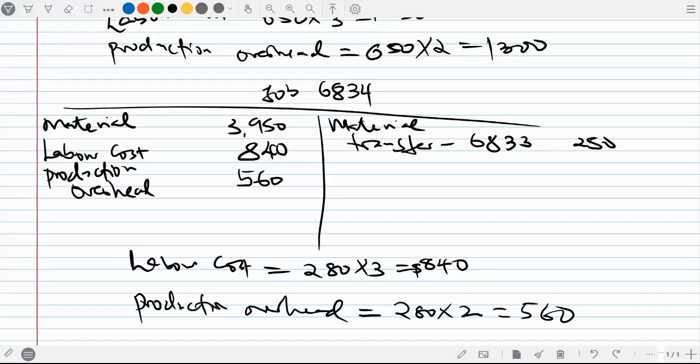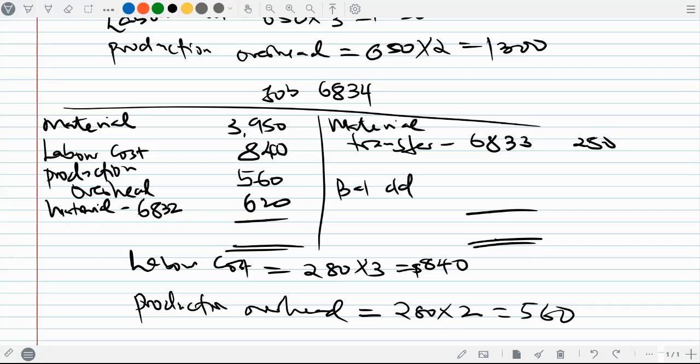Any job transfers? Yes, there's a material received from job 6832, which is 620. Yes, see that. Material return, there's no return. And that is it. Okay. Then here, of course, we have the balance carried down.